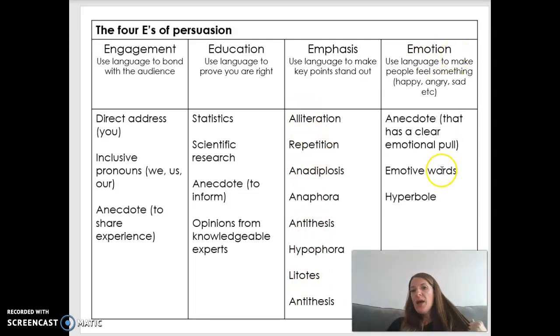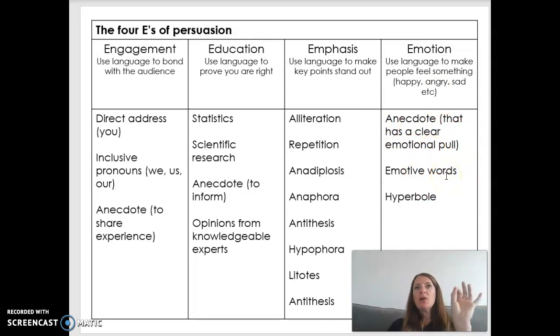And then emotion. And emotion is key. As I've said to you in previous sessions, yes, we need to educate and inform, but we also need to trigger some emotional response if we're going to be effective. So again, anecdotes are useful here, anecdotes that have an emotional pull. Emotive words are the most important.